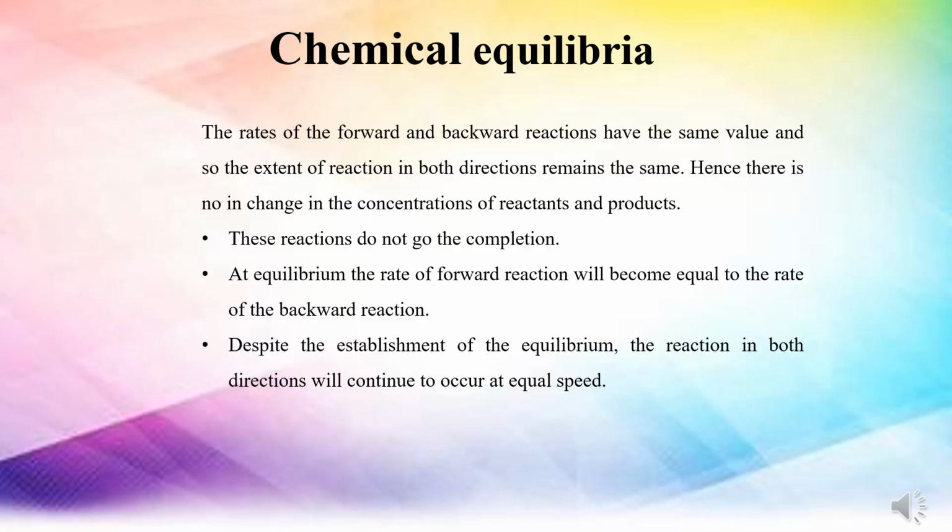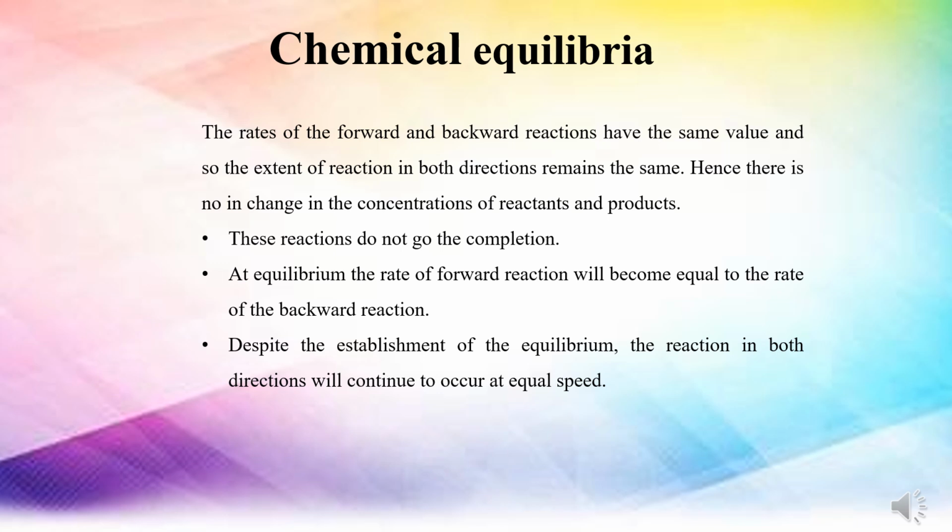So what is chemical equilibrium? Once the reaction has reached the state of equilibrium, the concentration of reactants and the products attain certain fixed values and do not change with time, provided the conditions do not change. These equilibria are dynamic in nature in that, although the concentrations do not change, the reaction itself does not cease to occur. The rates of the forward and backward reactions have the same value, and so the extent of reaction in both directions remains the same. Hence, there is no change in the concentrations of reactants and products.